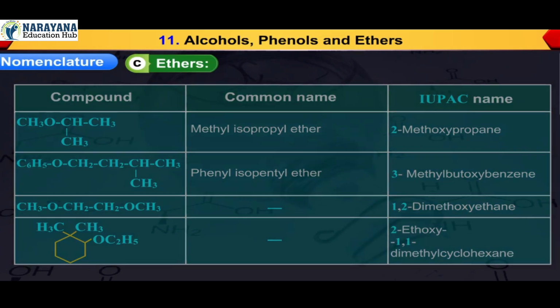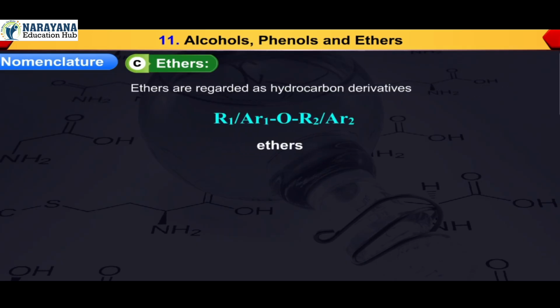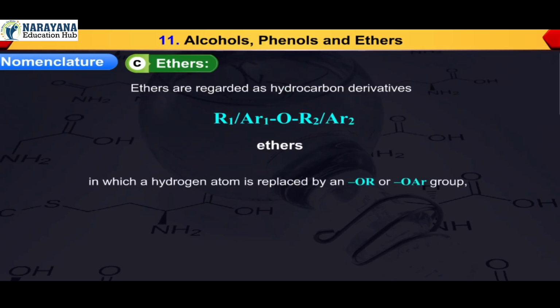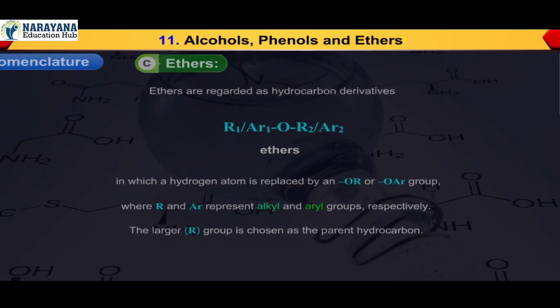1,1-dimethylcyclohexane. If both the alkyl groups are the same, the prefix di is added before the alkyl group. For example, C2H5OC2H5 is diethyl ether. According to the IUPAC system of nomenclature, ethers are regarded as hydrocarbon derivatives in which a hydrogen atom is replaced by an OR or OAr group, where R and Ar represent alkyl and aryl groups respectively. The larger R group is chosen as the parent hydrocarbon. The names of a few ethers are given as examples in the table.